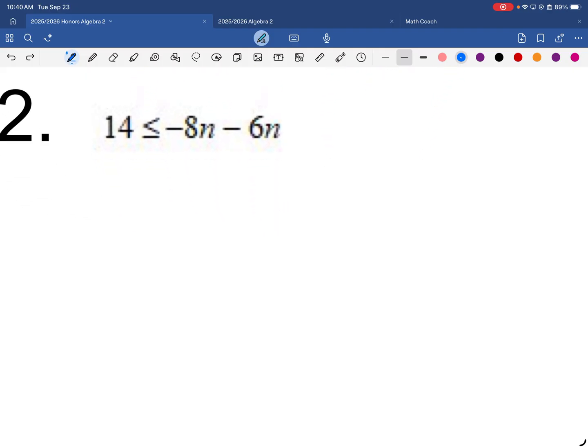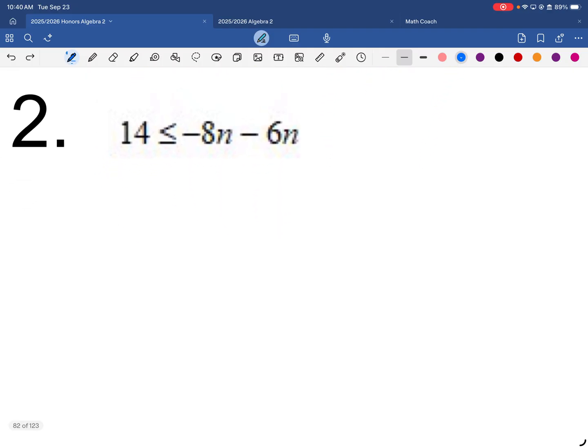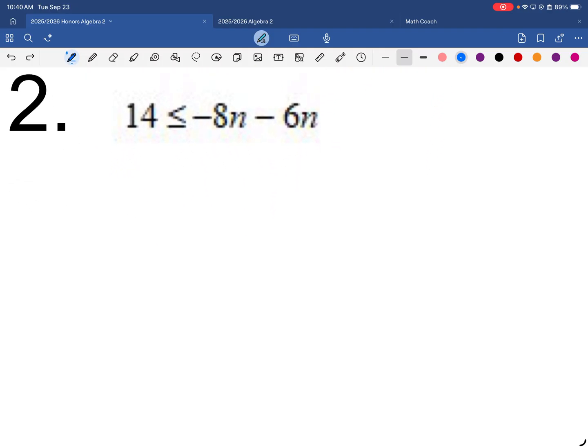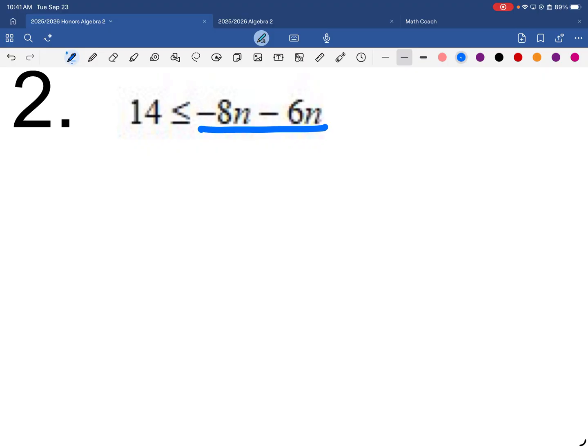Okay, let's go ahead and look at the second one. We've got 14 is less than or equal to negative 8n minus 6n. So there's no distributive property to be done, so I don't have to worry about that. However, if I look on the right-hand side, I've got negative 8n and negative 6n. They're like terms. So we're going to go ahead and combine like terms.